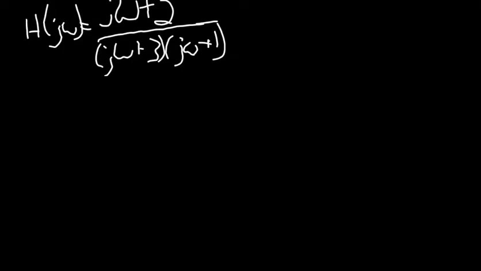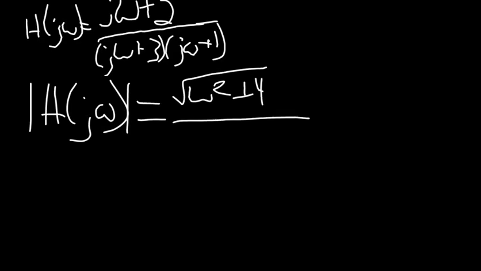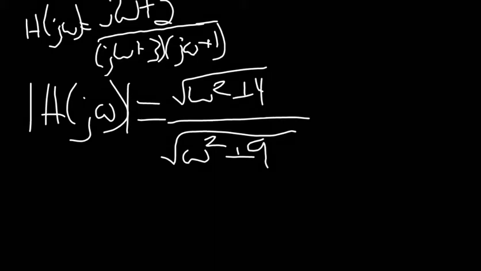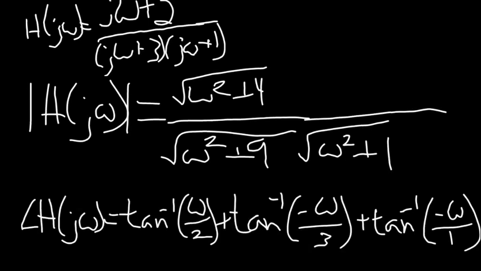Using the value of h of j omega that we calculated on the previous slide, the magnitude of h of j omega then becomes the square root of omega squared plus 4 over the square root of omega squared plus 9 times the square root of omega squared plus 1. And also for reference, the angle of h of j omega becomes arctangent of omega over 2 plus arctangent of negative omega over 3 plus arctangent of negative omega over 1.